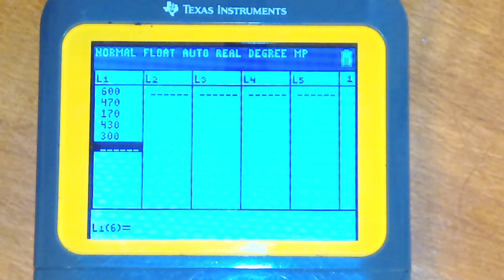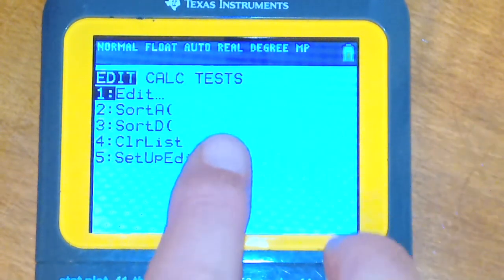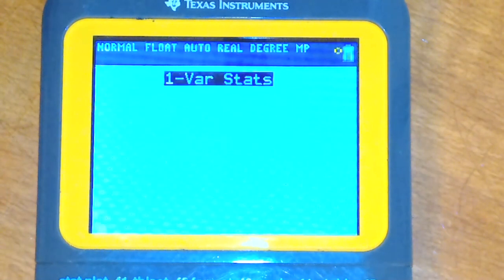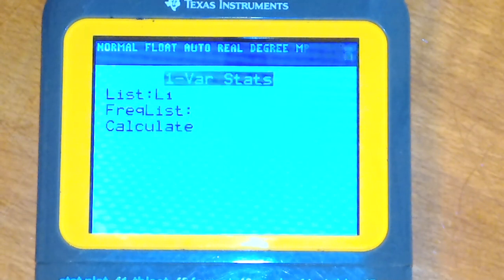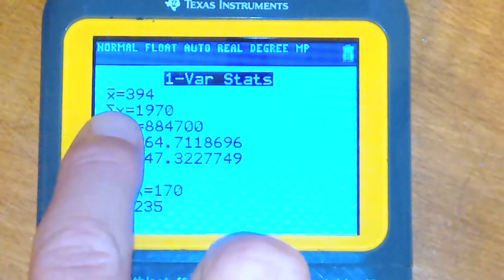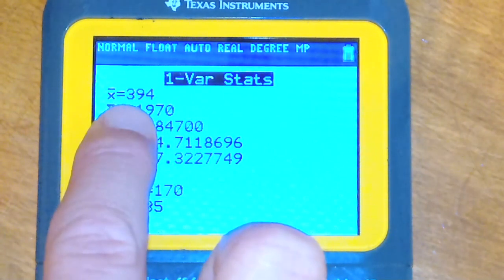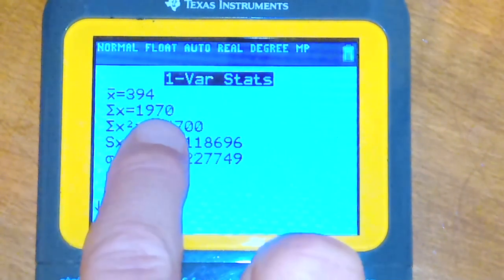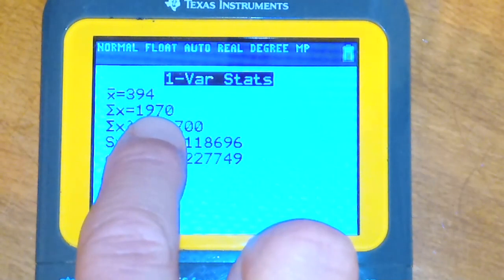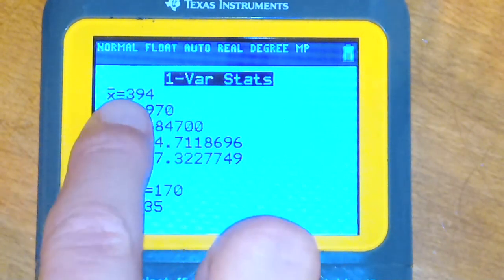These calculators do standard deviation. So if I press the stat button and I come here to calculate, I can come to number one, variable statistics. Okay, and I'm just going to hit enter, enter, enter, because L1's where my data was. You see it actually computed my mean, X bar. This here is if we had added up all the data, it ended up being 1,970. And we saw that when we added it up and then divided by 5 to get our mean.